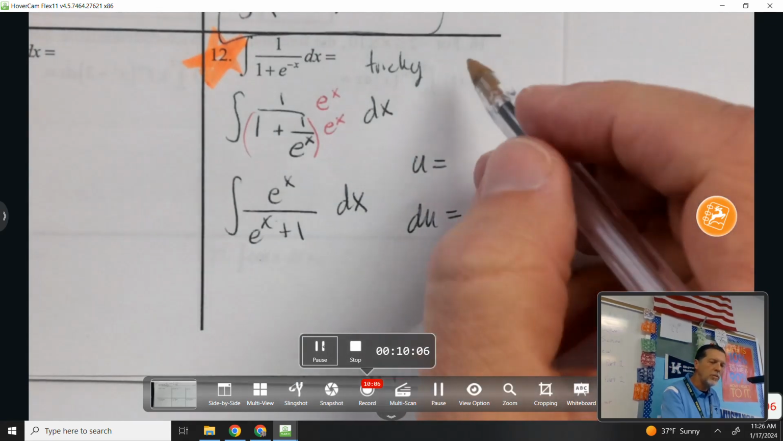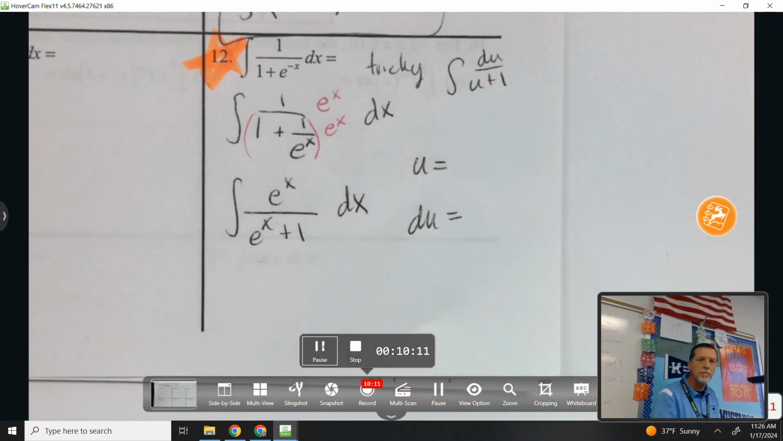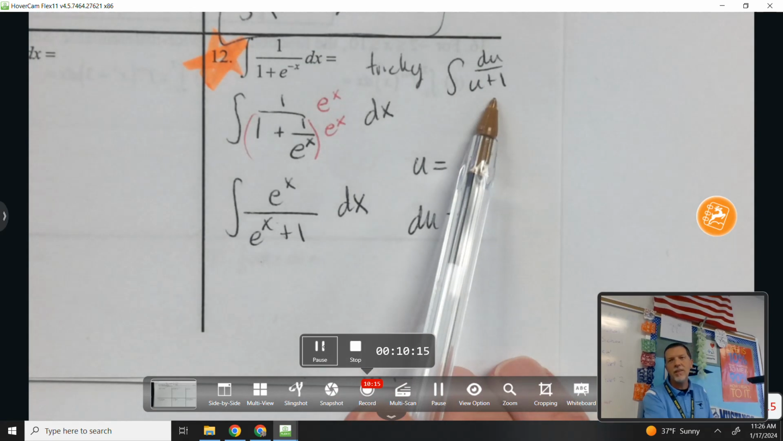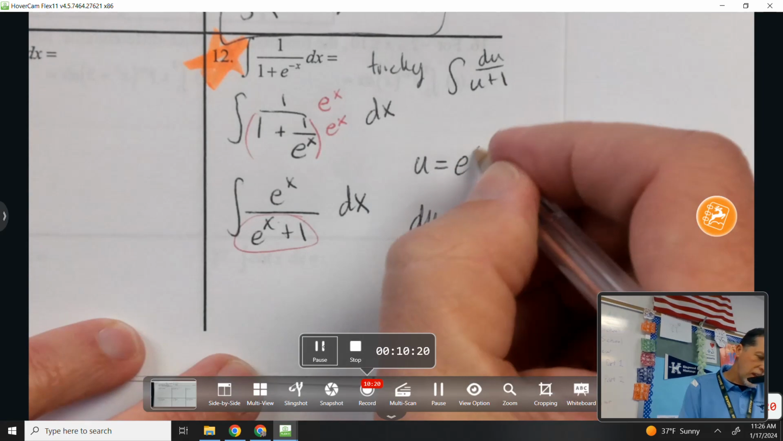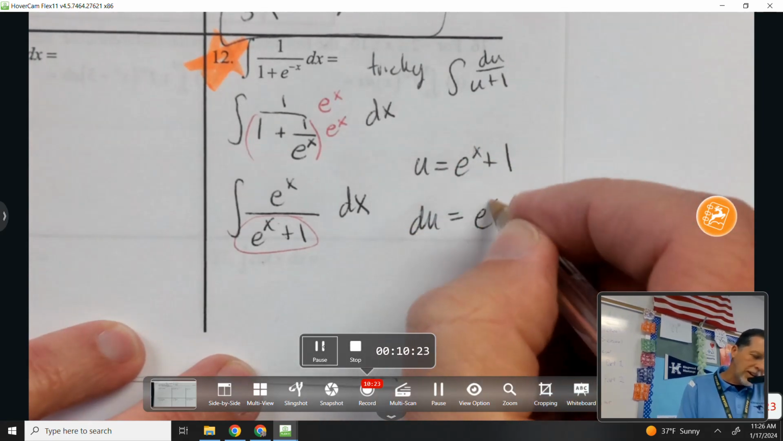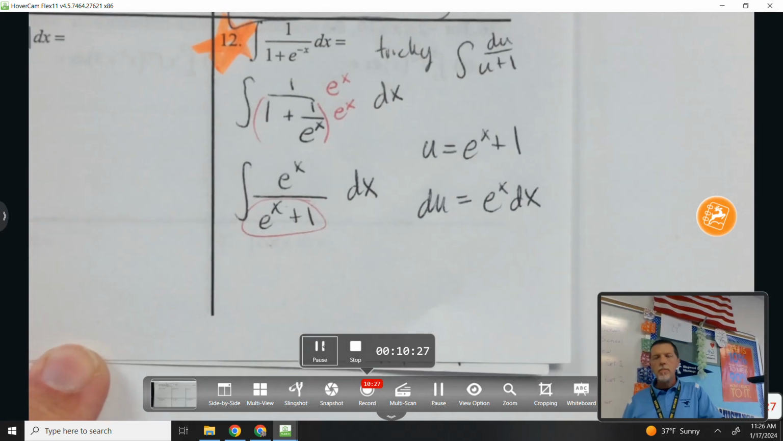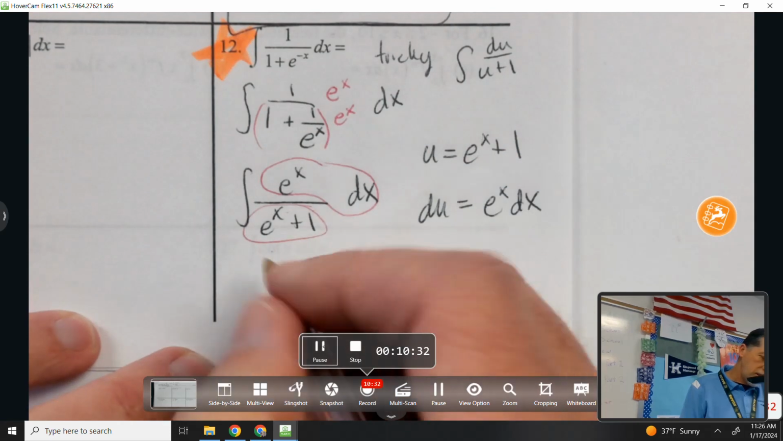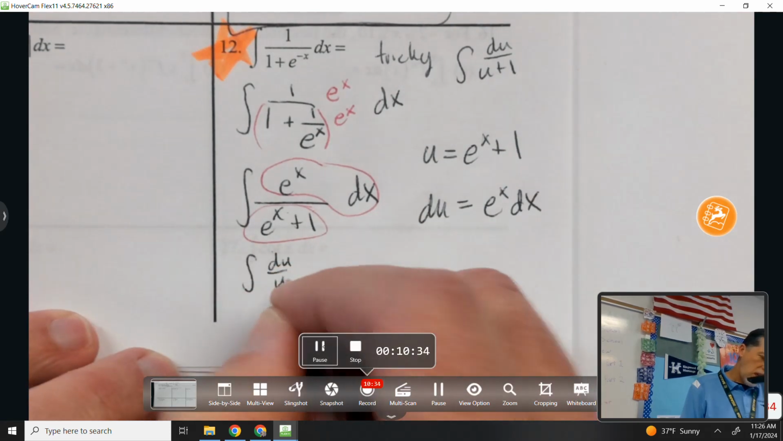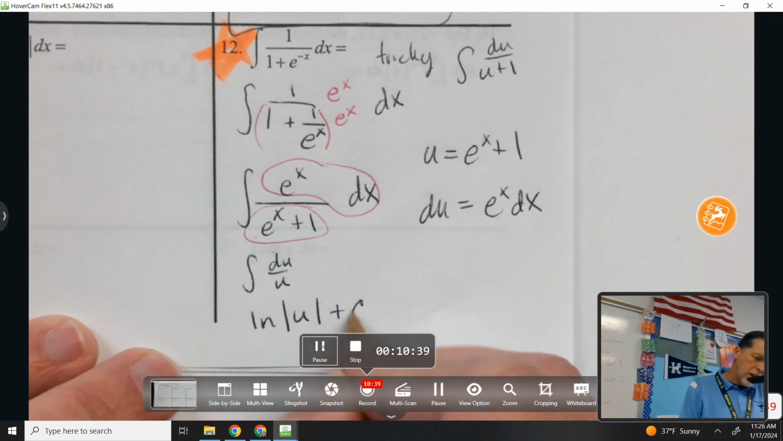Because if you let it just be e to the x, you're going to end up with du over u plus 1, which isn't bad. That's still natural log of u plus 1, so that would be okay. But I think I want to just wipe out this whole thing, because the 1 doesn't do anything when I take a derivative, so I may as well grab it as part of u. So I've got du over u, which is natural log of the absolute value of u plus c.